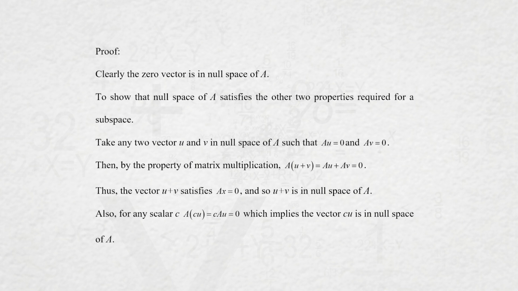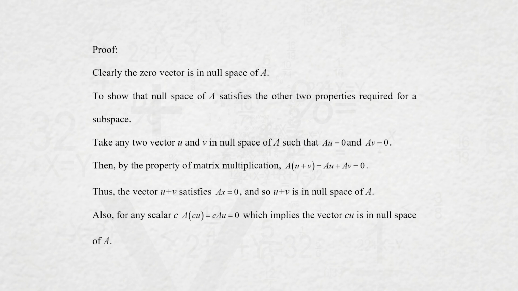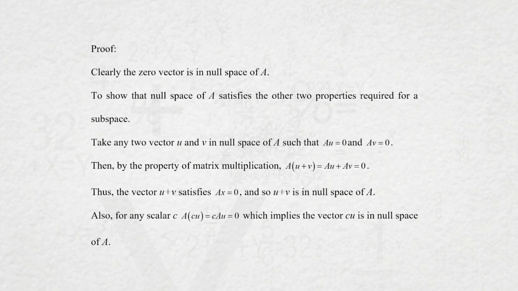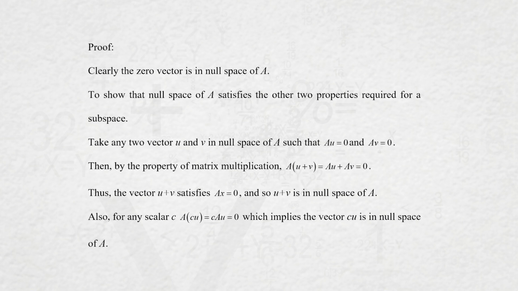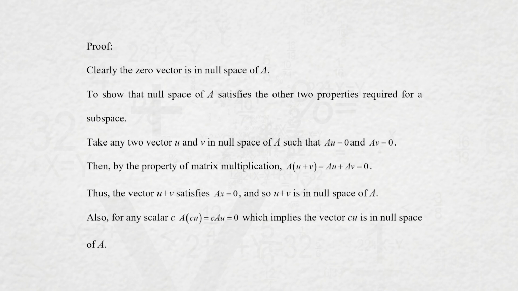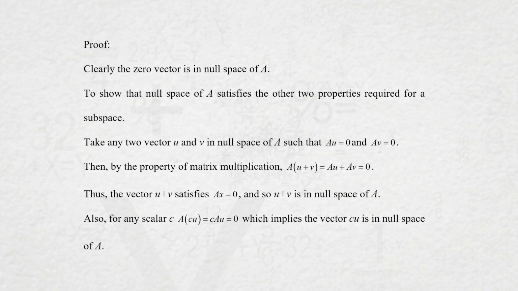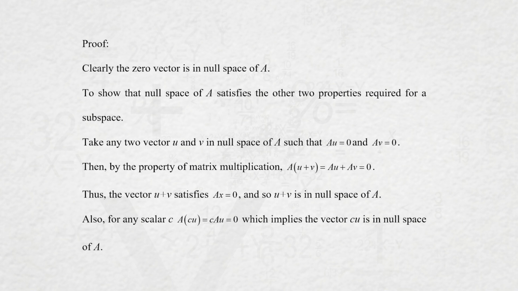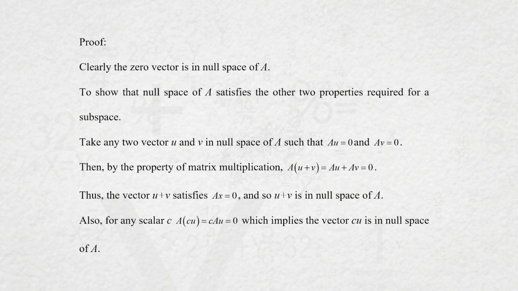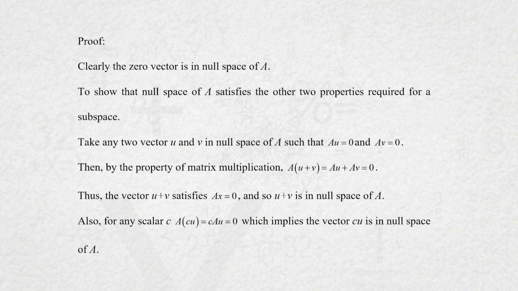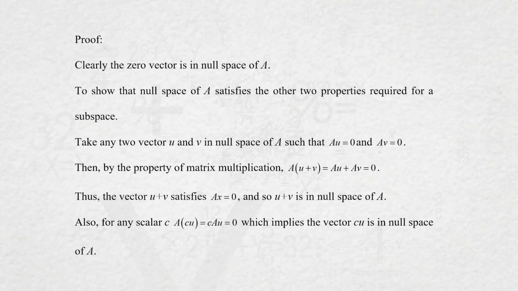Clearly, the 0 vector is in the null space of A. So, we have to show that the null space of A satisfies the other two properties required for a subspace. So, take any two vectors u and v in the null space of A such that Au is equal to 0 and Av is equal to 0. Then, by the property of matrix multiplication, A multiplied by u plus v can be written as Au plus Av, that is equal to 0. Thus, the vector u plus v also satisfies Ax equal to 0 and so u plus v is also in the null space of A.